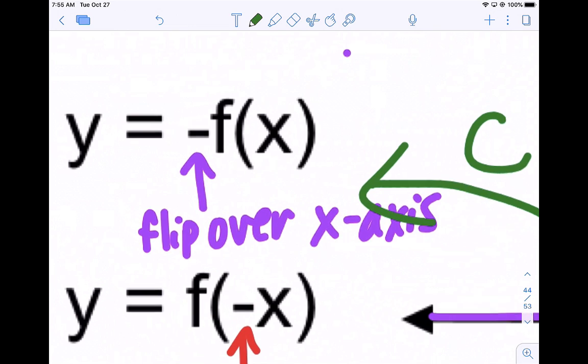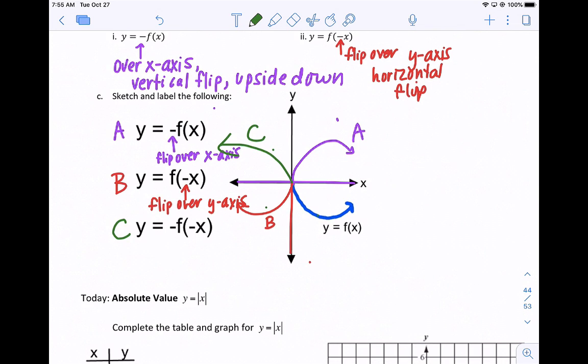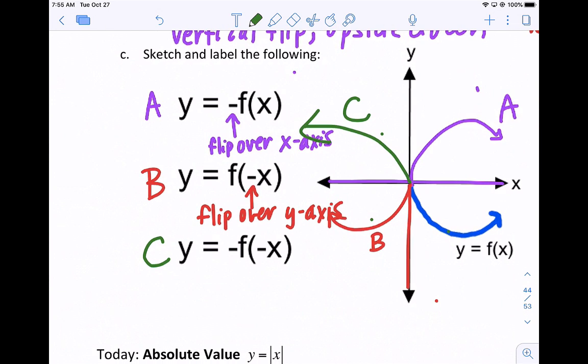So again, if the negative comes first, it's a flip over the x or a vertical flip. If the negative comes second, it's a horizontal flip or flip over the y.